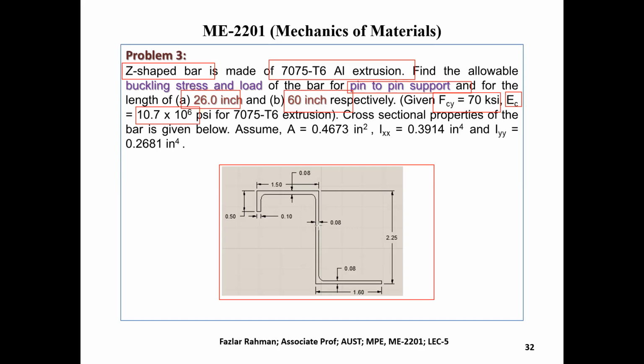Since this is a little bit complex cross section, I give you the values of that. This is the area, this is the IXX, and this is the IYY. So in our case, this will be minimum, right? Then you just figure out whether it's a short column or long column. Then you use either the Euler formula or Johnson formula, and you need to figure out the value of C. C, it's saying already that pin to pin support. Okay.